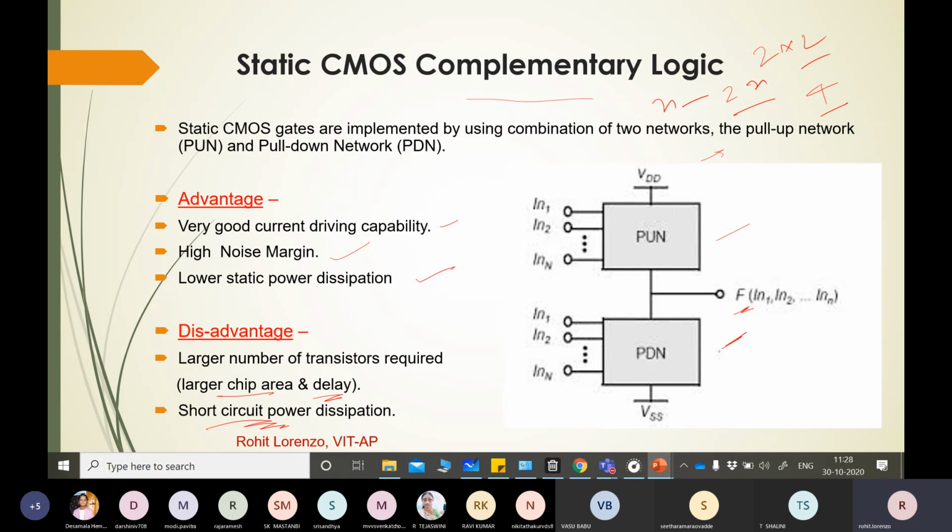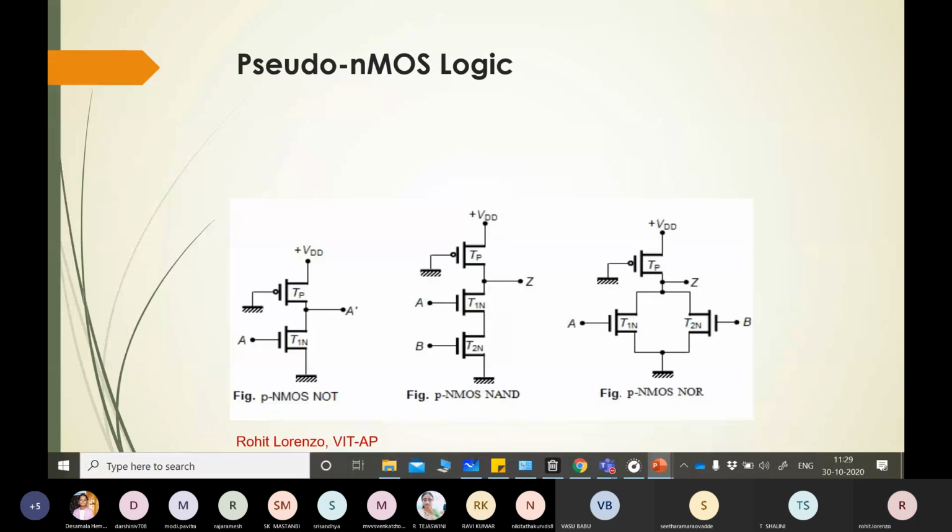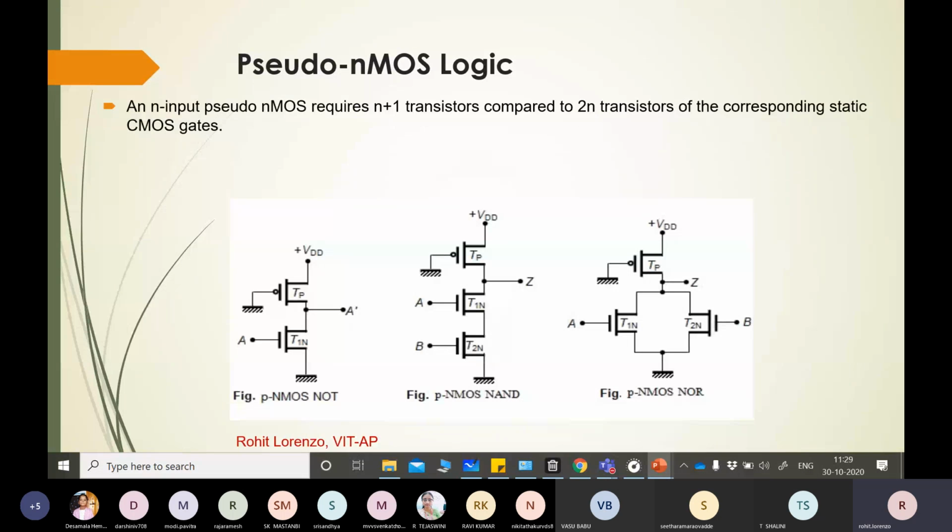Because there are disadvantages in this technique, I need a technique which can resolve the disadvantages that we are facing in static CMOS. So people have come out with some solutions to solve these drawbacks. There is one technique called pseudo NMOS. If you see the generalized structure of pseudo NMOS, it is like this. There is a PMOS and a pull down network, and this is the ground, and there are some inputs and an output. So this is pseudo NMOS.